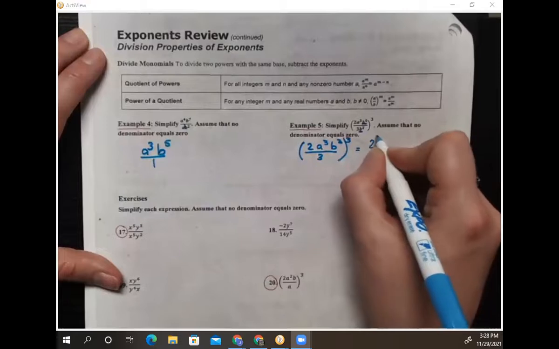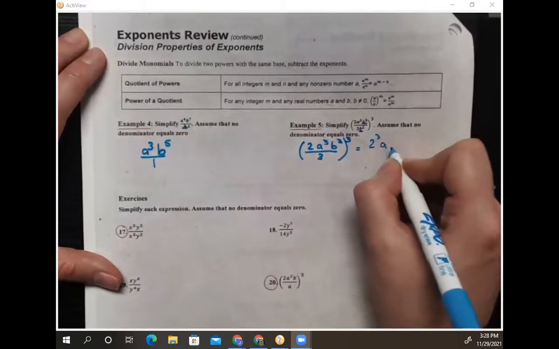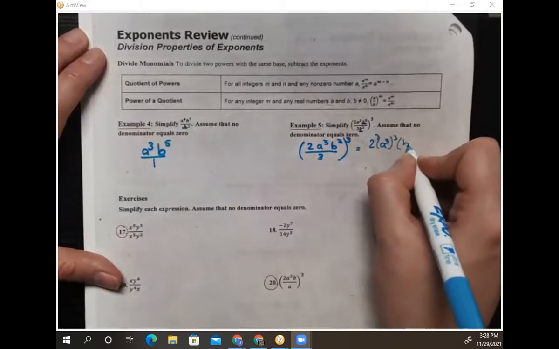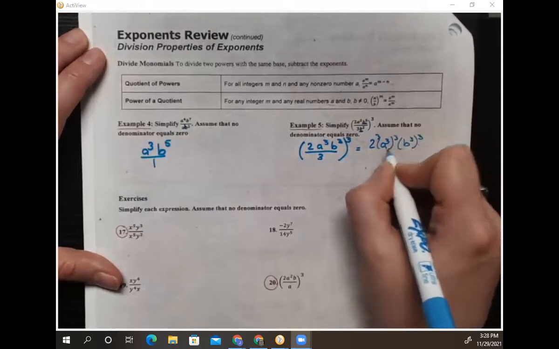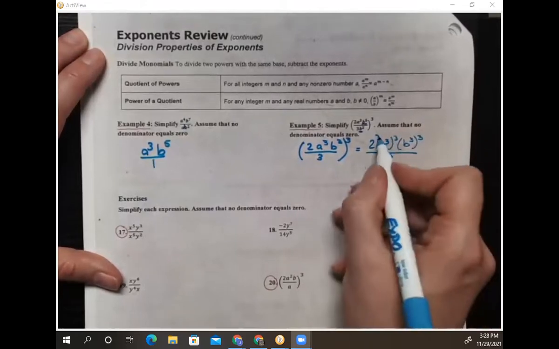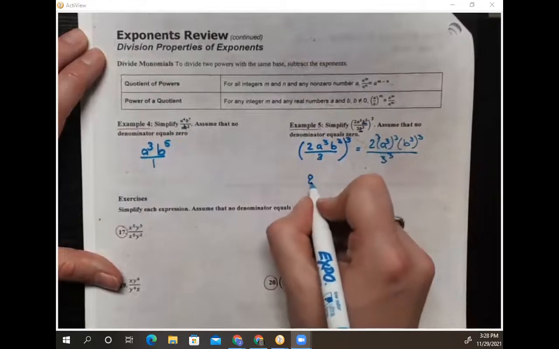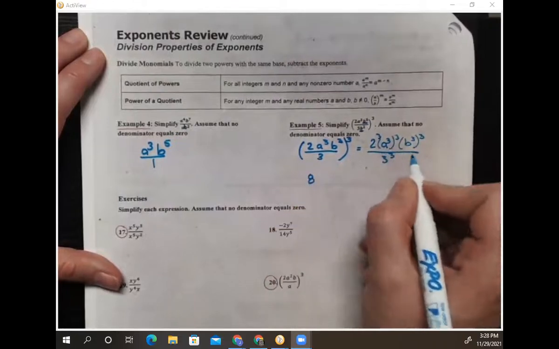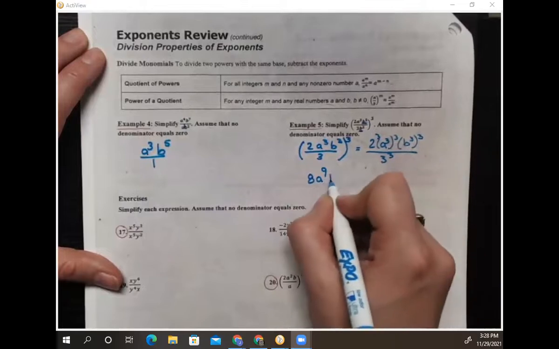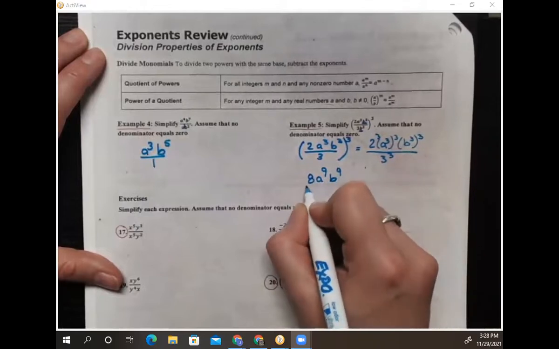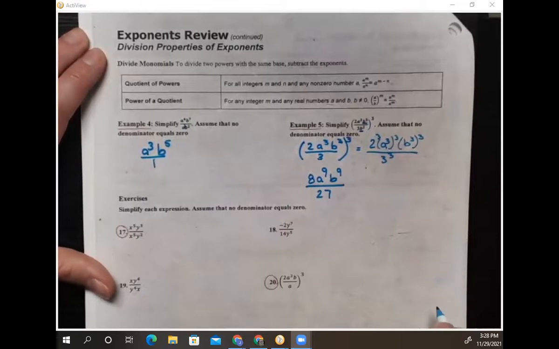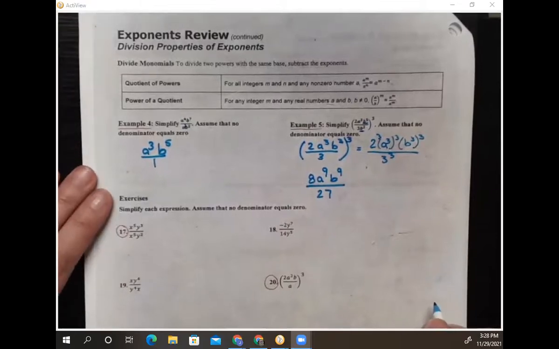So this would be 2 cubed, a cubed to the third power, b cubed to the third power, over 3 cubed. When I simplify, 2 cubed is 8. And then this would be a to the 9th, since I would have 3 times 3. And then b to the 9th, since again I have 3 times 3. And then on the bottom, 3 cubed is 27. So there's my simplified expression there.